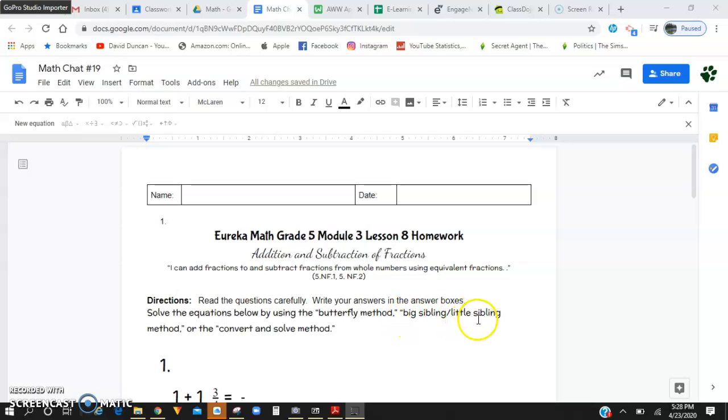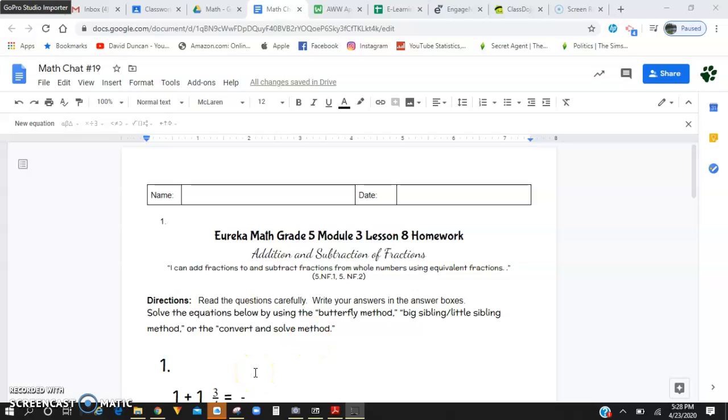Then it's the big sibling, little sibling method, which can only be used for addition problems. And then it's the convert and solve method, where we're converting to improper fractions, mixed numbers, things like that. And that method only works with subtracting fractions. So big sibling, little sibling is only for addition, and convert and solve is only for subtraction.